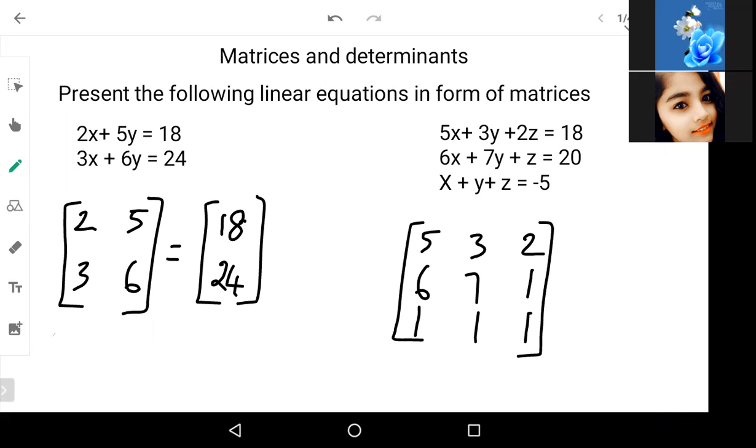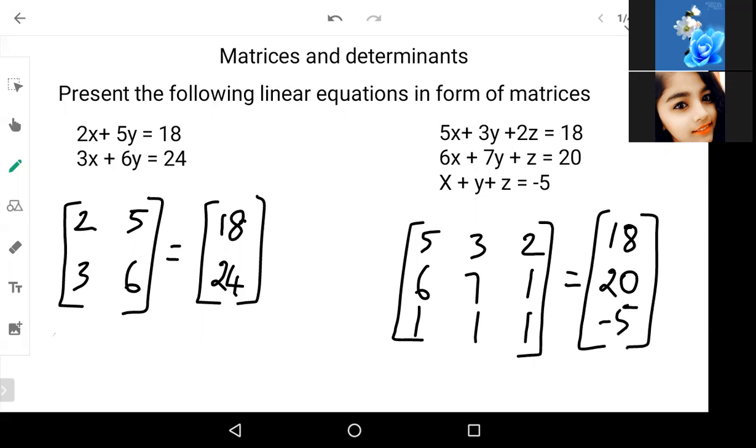Close the brackets. Now on the other side are the constants, that is nothing but 18, 20 in the second row, minus 5 in the third row. So constants onto the one side. Did you all understand this? Any doubts in this problem?